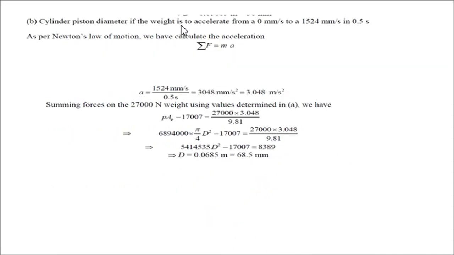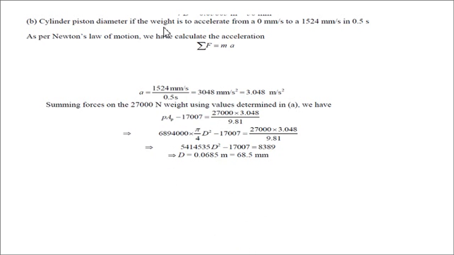Now in the second case we are considering acceleration from 0 mm per second to 0.1524 mm per second in 0.5 seconds. That means we know what is the acceleration value. So Newton's second law of motion says summation of all forces is equal to mass into acceleration. So acceleration value is known to you. Now summation of force will be given by P into A_P, that is pressure multiplied by the area of the piston, minus 17,007 Newton.